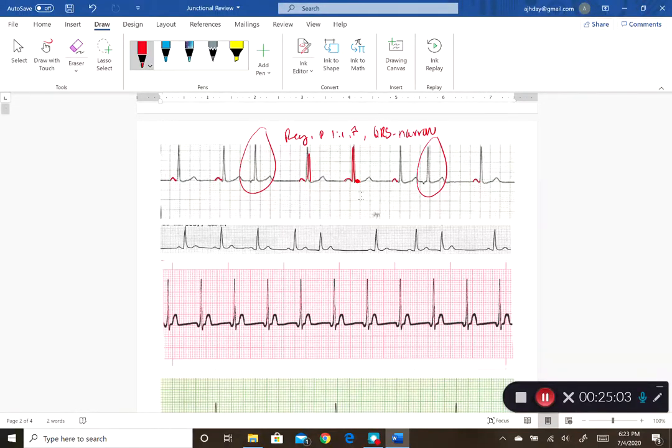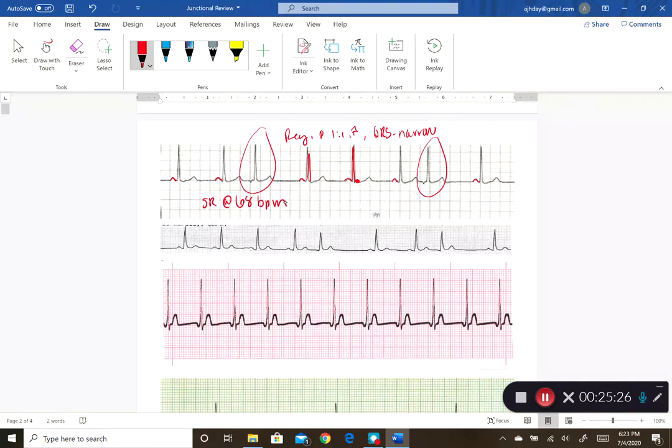I do need to figure out rate real quick. So I'm going to look at this first complex and second complex because that first one falls right on a line. So I have 5, 10, 15, 20, 21, 22. So 1500 divided by 22 gives me a rate of 68 beats per minute. So I have a sinus rhythm at 68 beats per minute.